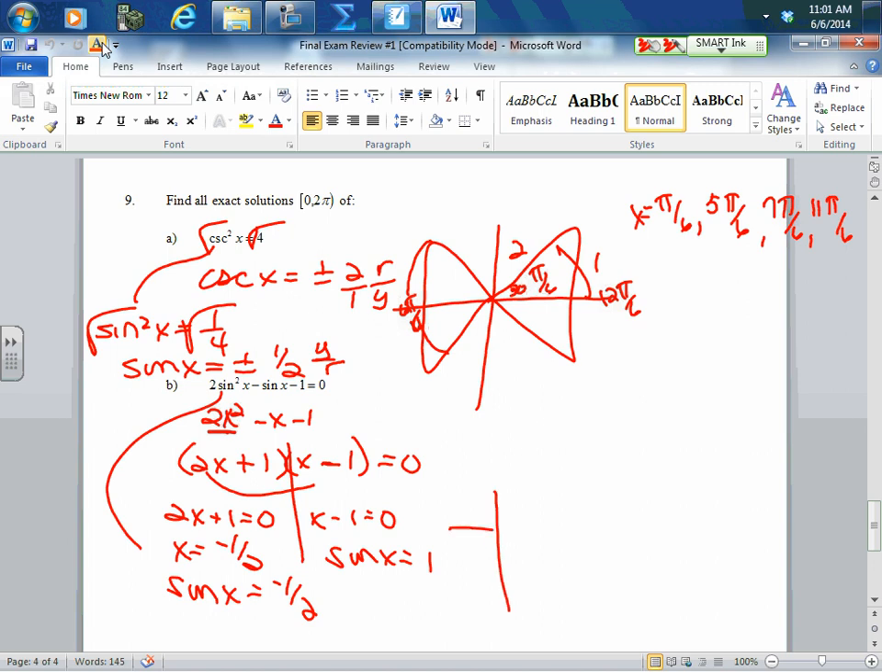Quadrantal angles, 1, 0, 0, 1, sine is the y. So it's at 90 degrees, pi over 2. And your sine of negative 1/2 is in quadrants 3 and 4. It's kind of like these guys. 3 and 4 will be 7 pi over 6 and 11 pi over 6. Same as that one. I took the same sign for both of those.